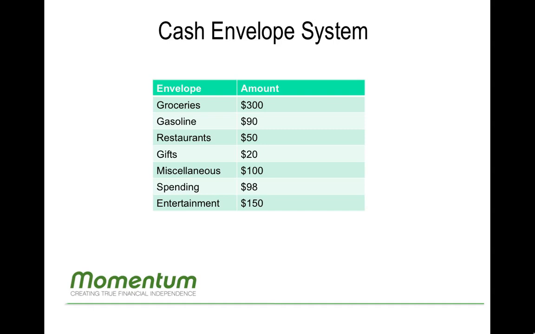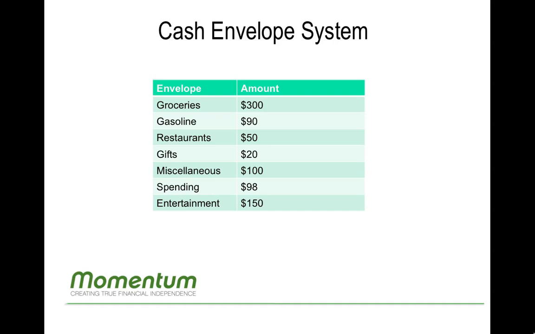So if you remember from when we were doing the budget example, we budgeted $300 for groceries, $90 for gasoline, $50 a month for restaurants, $20 for gifts, $100 miscellaneous, $98 for spending, and $150 for entertainment. Well, this is all discretionary spending. You get to choose how much you spend each month.